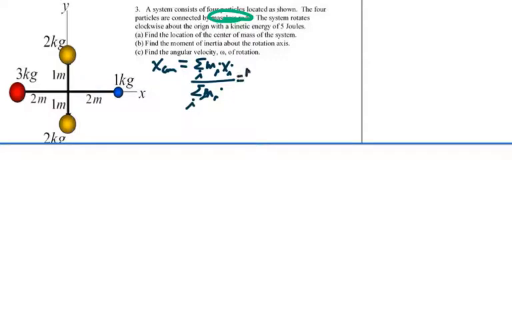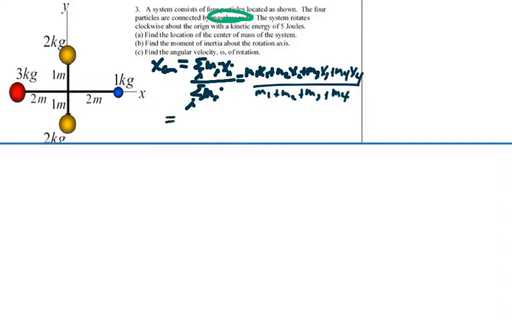So that's going to be mass 1, x1, plus mass 2, x2, plus mass 3, x3, plus mass 4, x4, all over mass 1 plus mass 2 plus mass 3 plus mass 4.